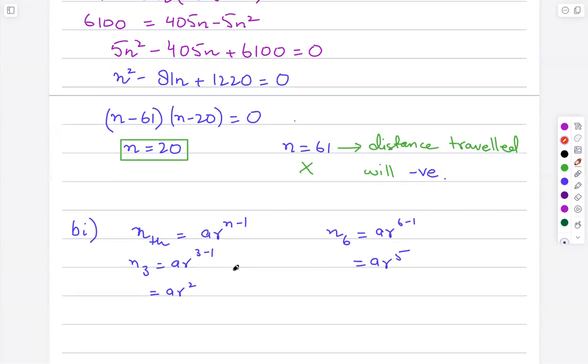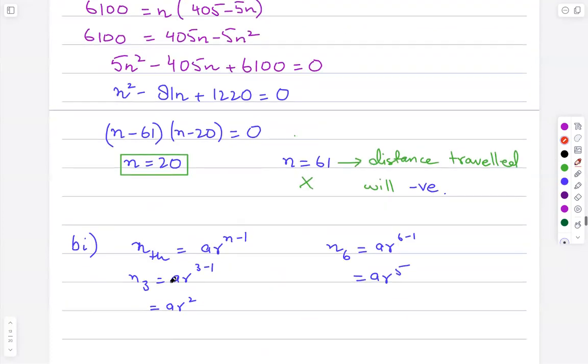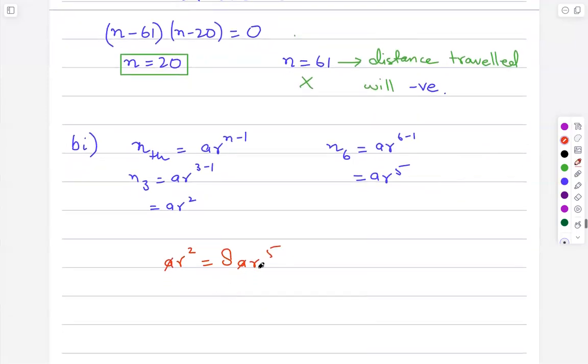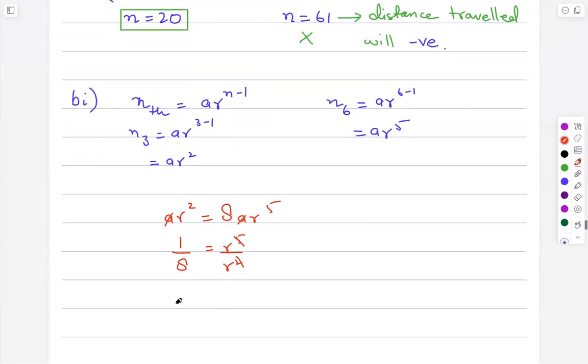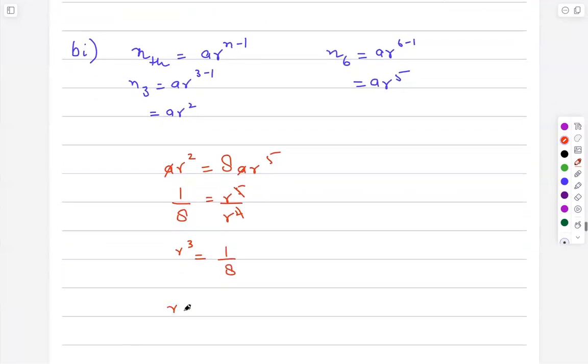Now making a mathematical equation, as it says that the third term is 8 times the sixth term, we can write this as ar squared equals 8 times ar to the power 5. A and a will cancel. We can take 8 to the other side. This will become 1 upon 8 is equal to r to the power 5 upon r squared. So r cube will be equal to 1 upon 8. And now taking the cube root, the value of r will be 1 upon 2.